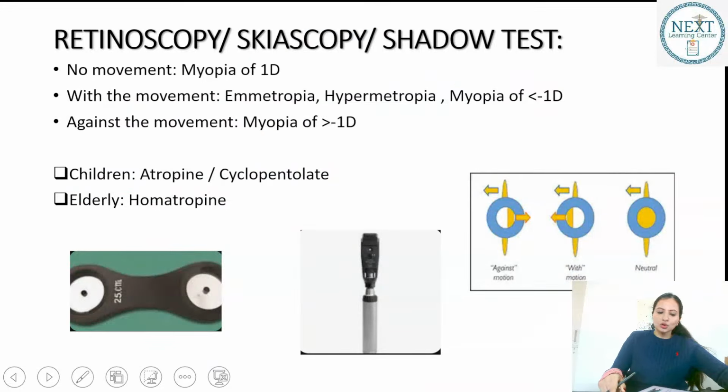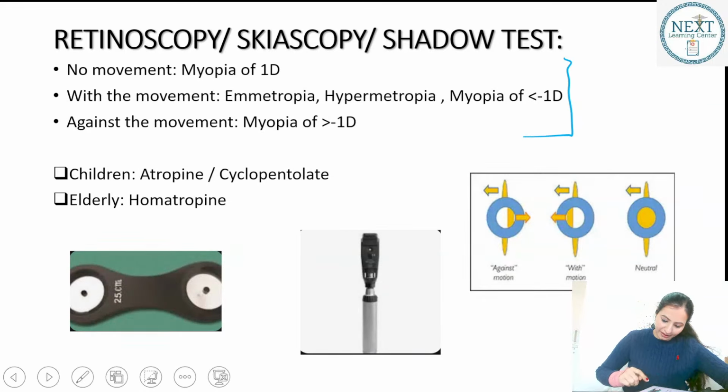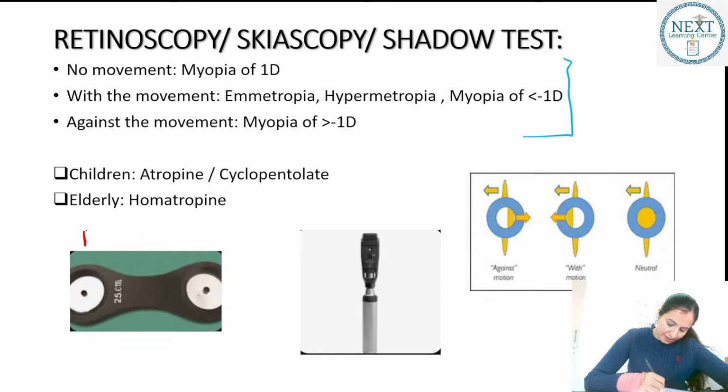Then is retinoscopy. Retinoscopy, we know it is done to calculate the refractive error of the human eye. This is Priestley Smith mirror retinoscope.